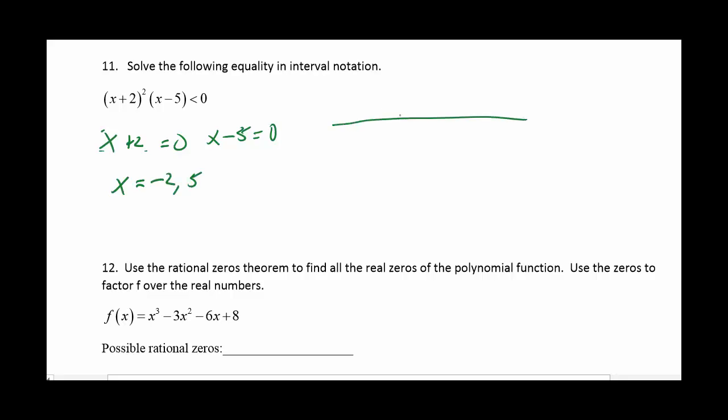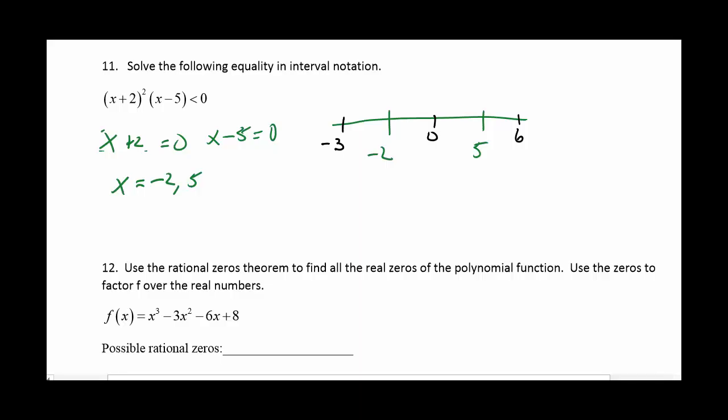Okay, so what I want to do is make a number line and label those two numbers. Those two numbers are actually part of my solution. What I don't know right now is whether it's between the two numbers, away from the two numbers, or if the two numbers don't even matter. This is where I have to sign test it. So I'm going to pick something less than -2, like -3, something between -2 and 5, like 0, something bigger than 5, like 6, and evaluate the factored form.